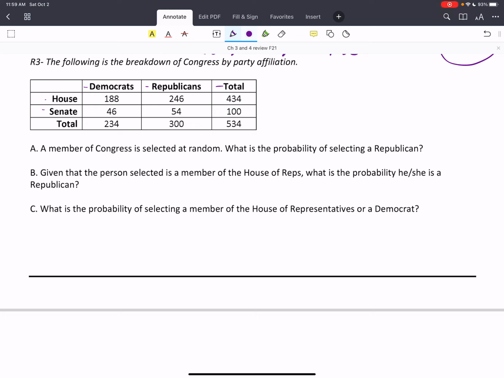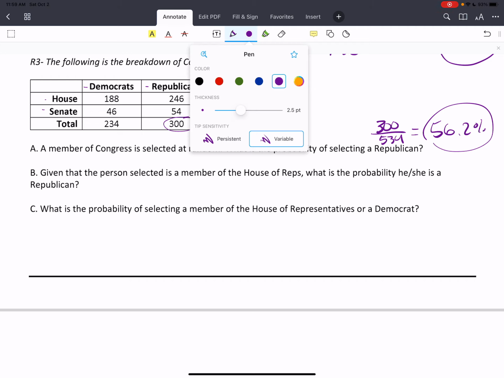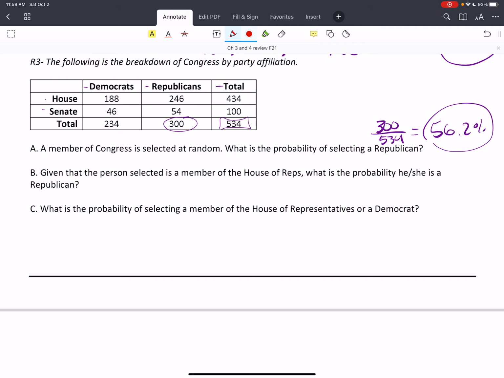Okay. Well, how many Republicans are there total? There are 300. Okay, so 300 out of the total number of representatives in Congress, 534. And so it's simply 300 divided by 534, or you would find that's a 56.2% chance that that randomly selected person from Congress would be a Republican. All right, well, let's look at a little more difficult one.